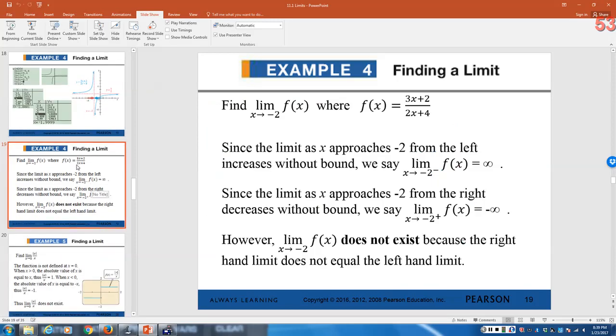Since the limit as x approaches negative 2 from the left increases without bound, we say the limit as x approaches negative 2 from the negative side of f of x is equal to infinity. And the limit as x approaches negative 2 from the right decreases without bound, then we say that the limit as x approaches negative 2 from the positive side is equal to negative infinity.